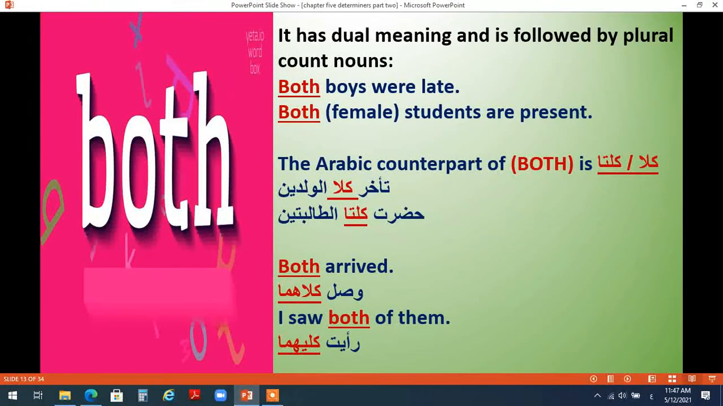أو I saw both of them. رأيت كليهما. هنا أصبحت كليهما منصوبة. لماذا؟ لأن موقعها في الجملة في محل نصب مفعول به. إذن الكلا والكلتا أيضا they are inflected for case، أي تتغير حركتها الإعرابية بحسب موقعها في الجملة.